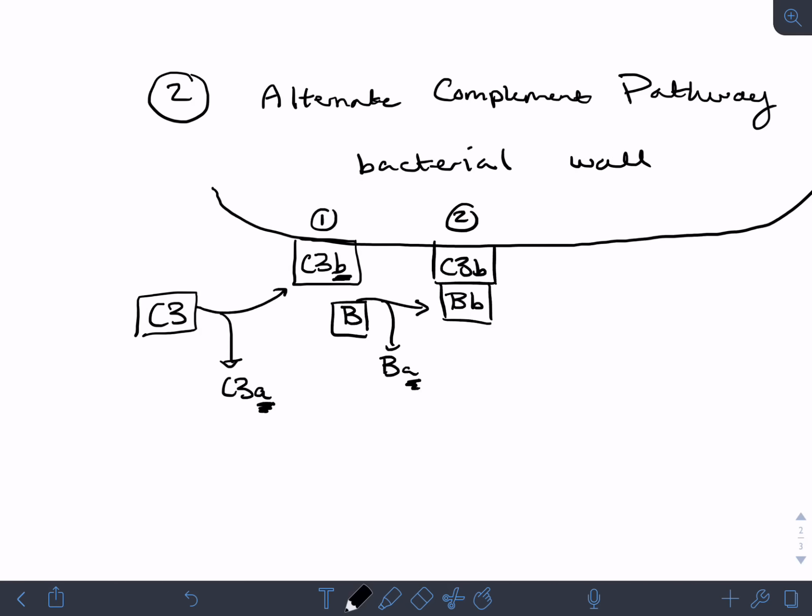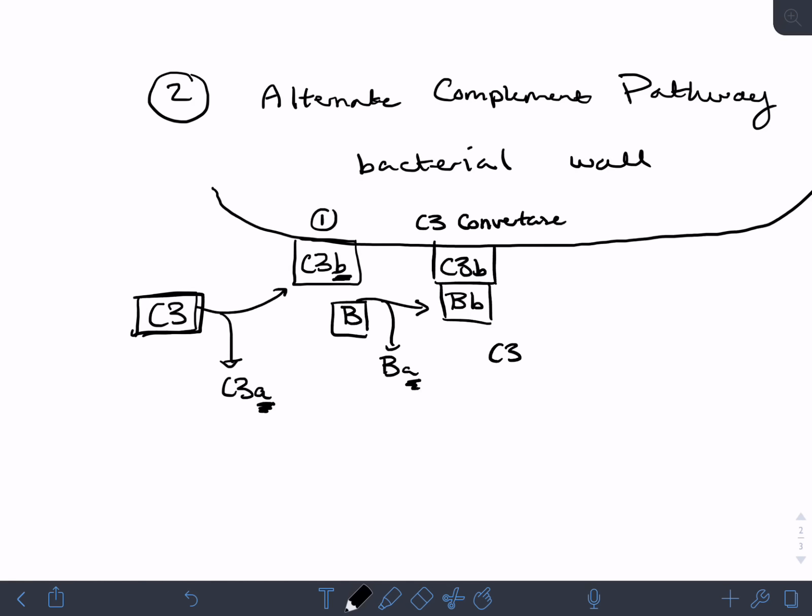Now the next thing that's going to happen, step number 2, is called C3 convertase. This molecule, this dimer of C3bBb, is called C3 convertase. It's called C3 convertase because then what it's going to do is take even more C3.